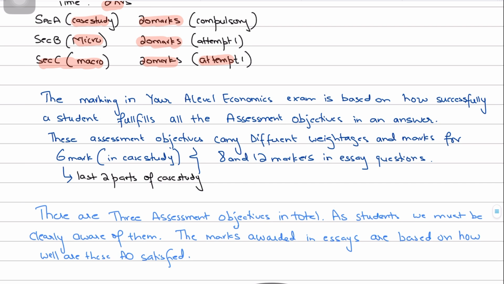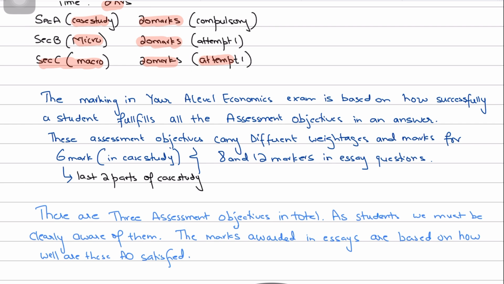Okay, now guys, first thing that you need to understand, which is very crucial, and I would definitely suggest you all to make sure that you watch the video till the end, is that the marking in your A level exam is based on how well or how successfully the students fulfill the assessment objectives. It is not based on how much you write, it's based on how well you write. In other words, I could say it's not about what you write, it's about how you write that, right? And we'll see what assessment objectives are later on in the video as well.